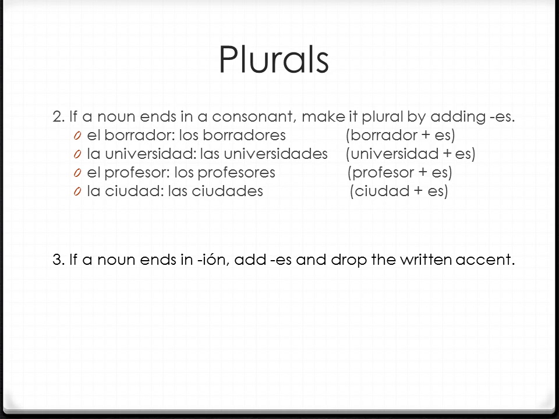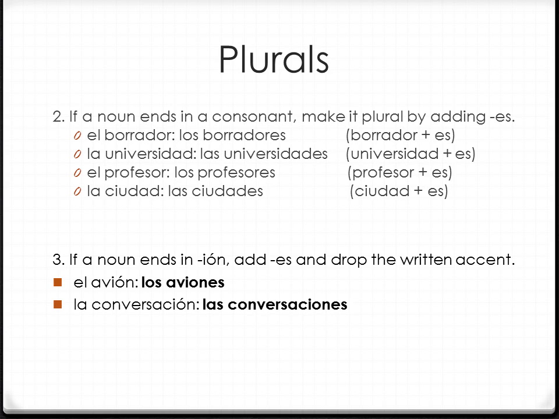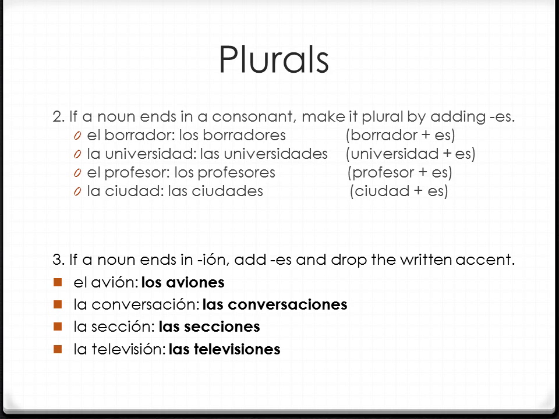Okay, now if a noun ends in ión, you're also going to add es, but you're going to drop the written accent. So that accent mark on top of the O is going to be gone. So we have el avión, los aviones. So we added the es and we took off the accent mark. La conversación, las conversaciones. La sección, las secciones. La televisión, las televisiones. So make sure you don't just add es, but you also drop the accent mark.